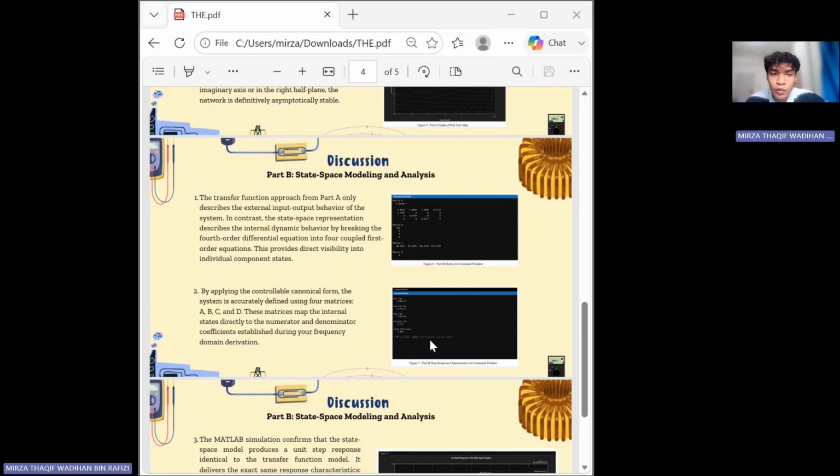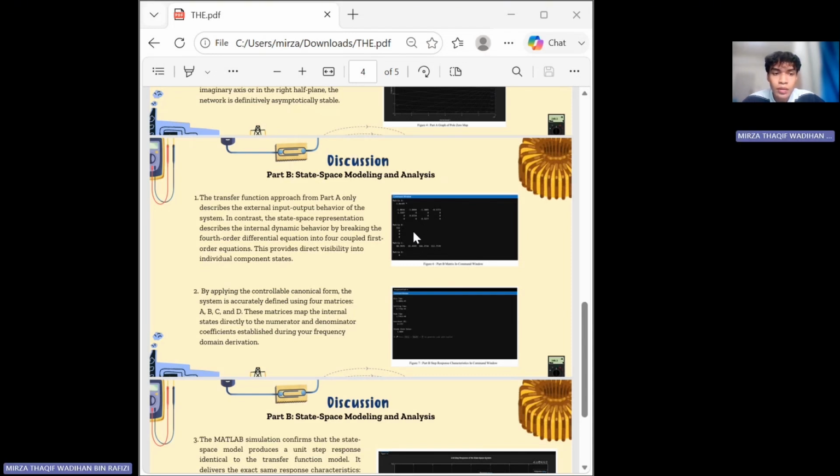Now let's switch over to part B, where we look at the state space modeling. First, while the transfer function from part A is a graph showing us how the input affects the output from the outside, the state space model changes that. It breaks down the big fourth order equation into 4 smaller connected first order equations, letting us see exactly what is happening inside the internal components.